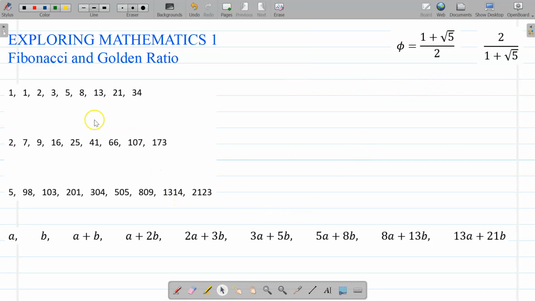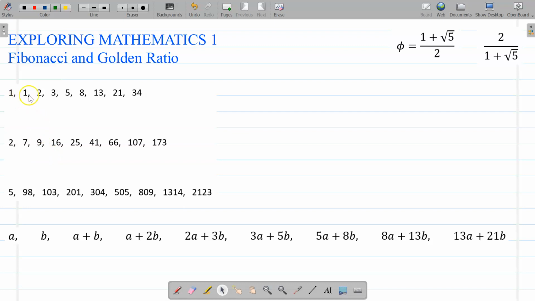Okay, so this is basically what it's about. If you start with the basic Fibonacci sequence, you write down a pair of ones and you add them together to get 2. 2 plus 1 is 3. 3 plus 2 is 5, 5 plus 3 is 8, and so on. So you get the next term by adding the previous two terms together. And you can continue as long as you wish to.